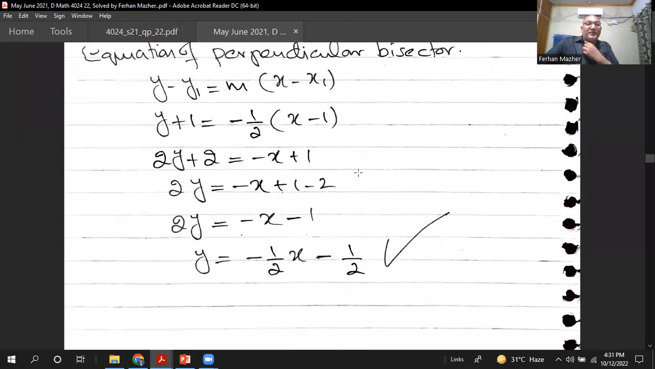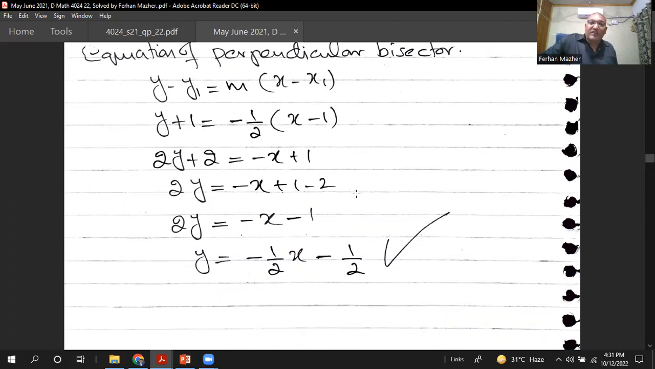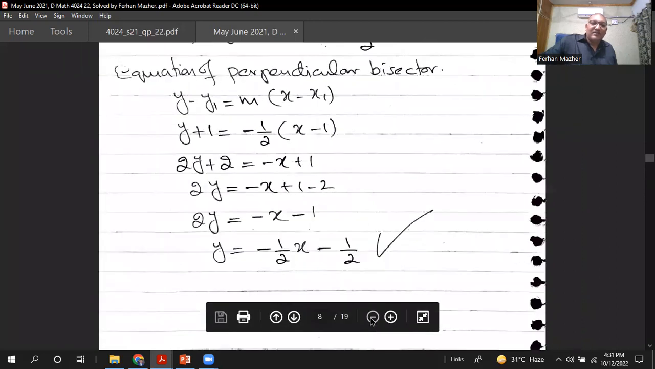So I will take this 2 to this side. So 2y plus 2 equals minus x plus 1. And 2y equals minus x plus 1 minus 2. So 2y equals minus x minus 1. So take this 2 to the other side; it will divide both the terms here. So y equals minus 1/2 x minus 1/2. So this will be the equation of the perpendicular bisector of AB. So hopefully you understand this question.